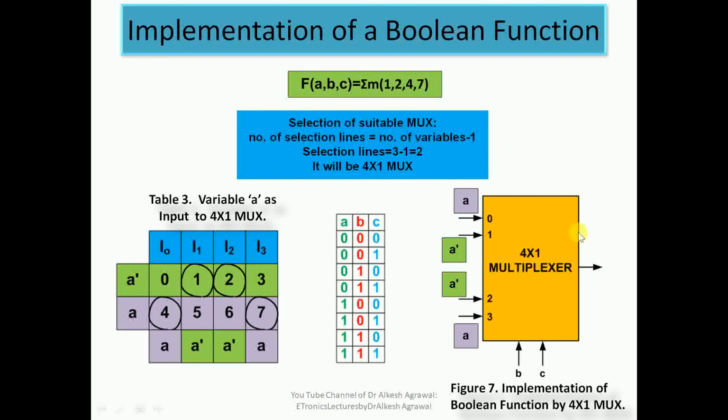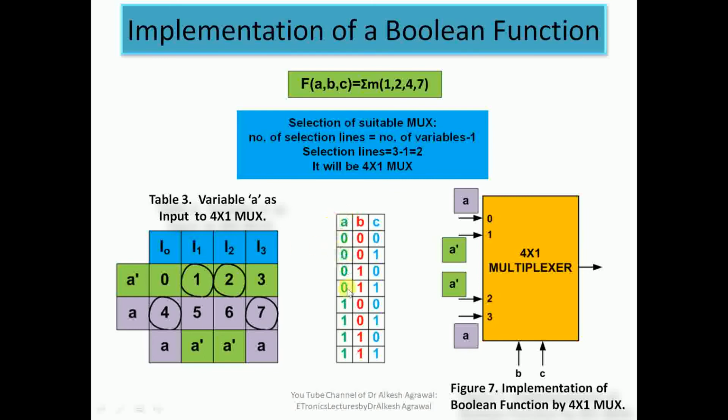Here you can see we have selected a 4 cross 1 multiplexer. As the selection inputs, I have taken B and C, so A will be the main input. Now we have to decide what to give at channel 0, channel 1, channel 2 and channel 3 in terms of input A, because the selection inputs are decided as B and C. Here we have a small table in order to calculate the values of what is to be given at channel 0, 1, 2 and 3. For this I have written I0, I1, I2, I3.